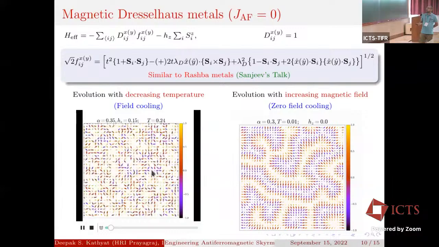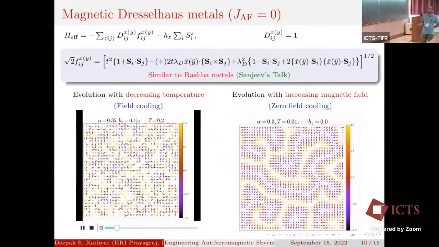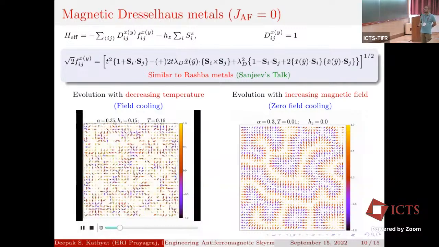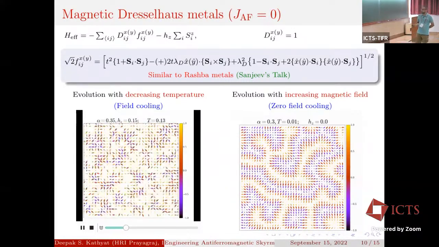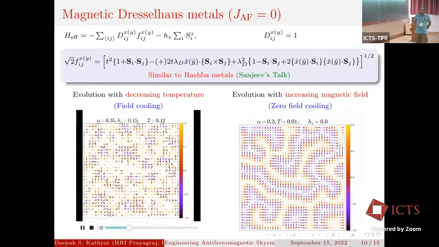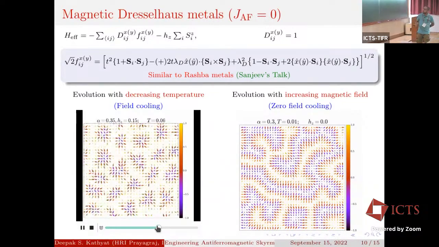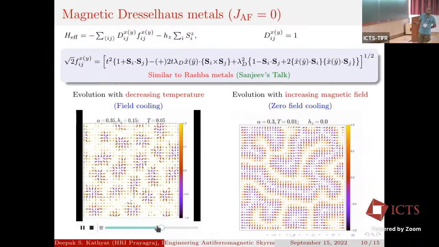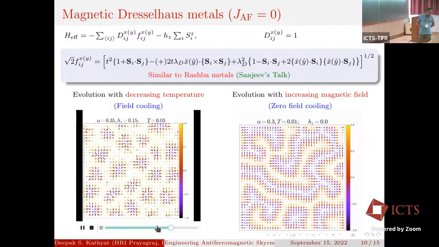At high temperature, with spin orbit coupling 0.35 and some Zeeman field, we start with a paramagnetic state and cool down the system. You can see that skyrmions start to form here, and at very low temperature we can clearly see the skyrmions.